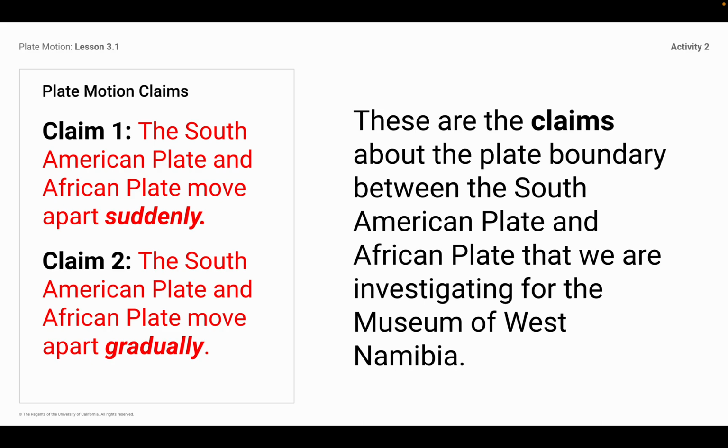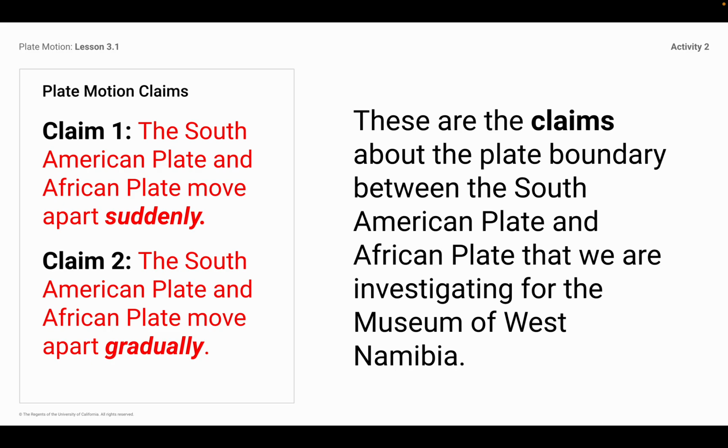In every class, all the kids agreed very quickly on claim number 1: we know that the plates didn't move suddenly and then slow down over time. We know that they moved gradually over a long period of time. The thing is, though, we don't have any evidence for that. It's just something that we already know innately.